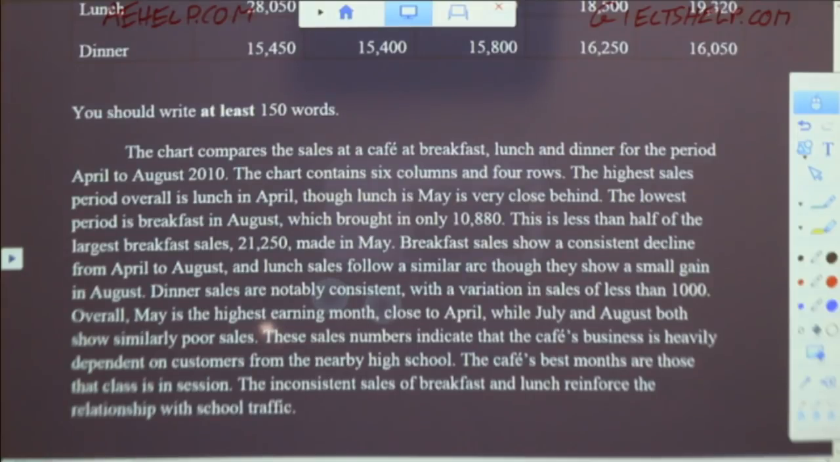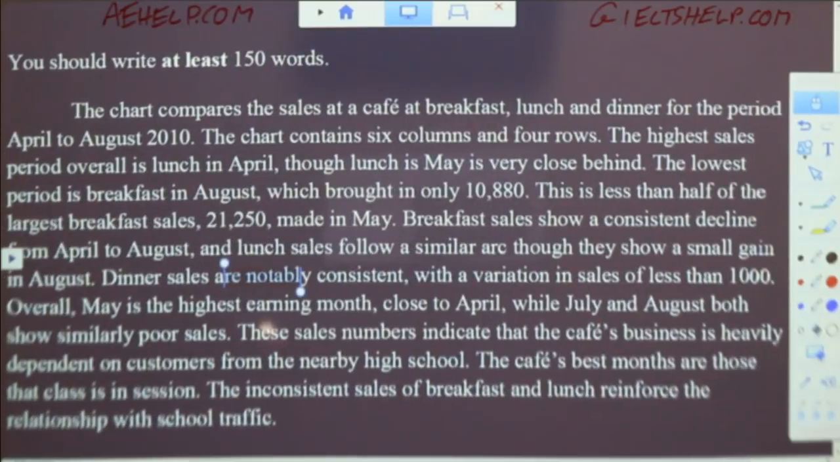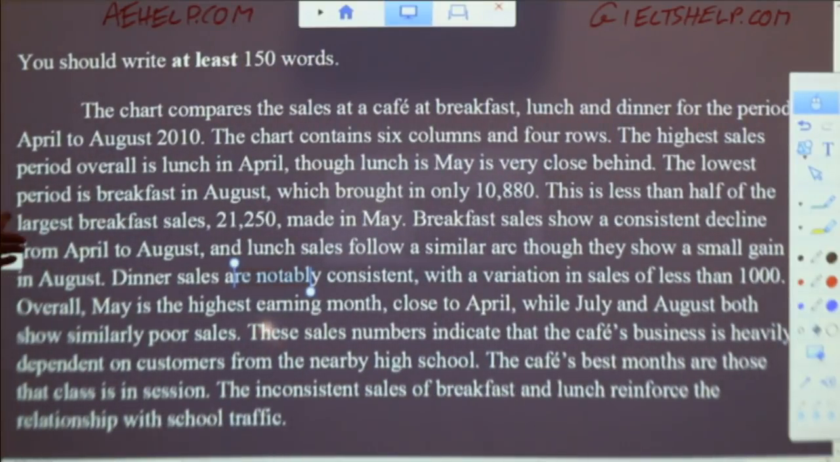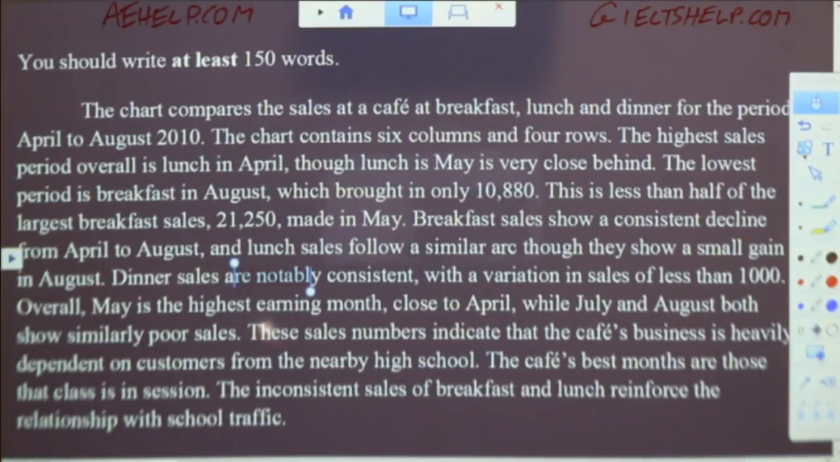It's a little bit different than my answer, I believe. We can have a look at that, just so you see some alternative here. So the chart compares the sales at a cafe at breakfast, lunch, and dinner for the period of April to August 2010. The chart contains 6 columns and 4 rows. The highest sales period overall is lunch in April, though lunch in May is very close behind. The lowest period is for breakfast in August, which brought in only $10,880. This is less than half of the largest breakfast sales, $21,000 made in May.